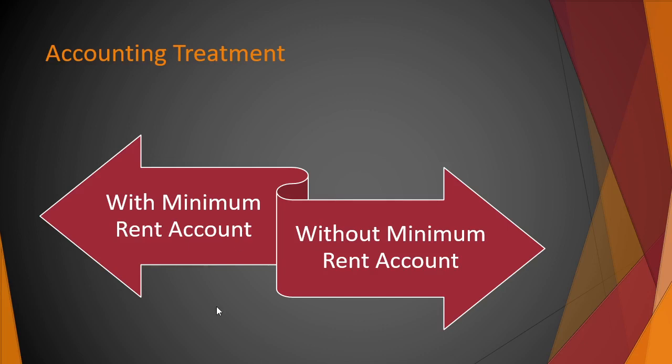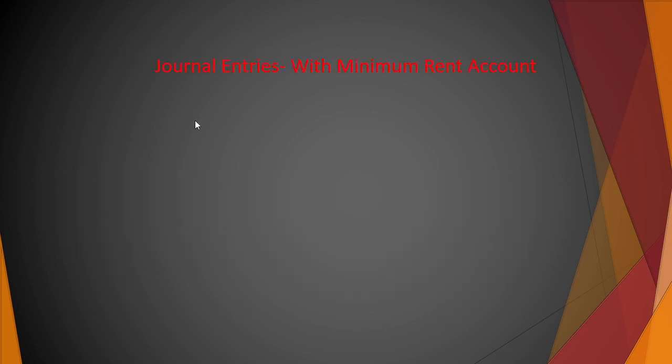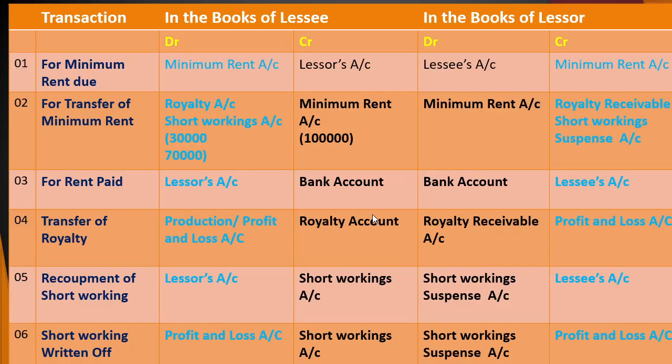So here let us see the first one, journal entries with minimum rent account. We are going to prepare a separate ledger account called minimum rent account. So here is the list of transactions, and here we have to prepare the journal entries both in the books of lessee and in the books of lessor. So let us see one by one for lessee books.